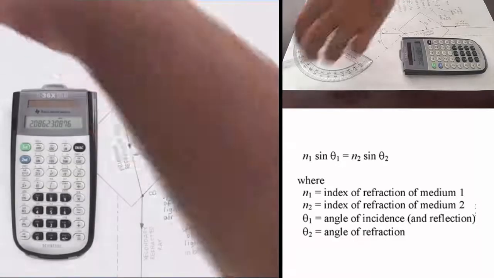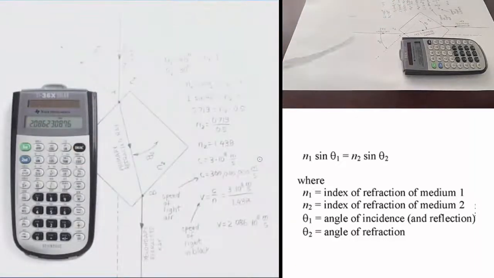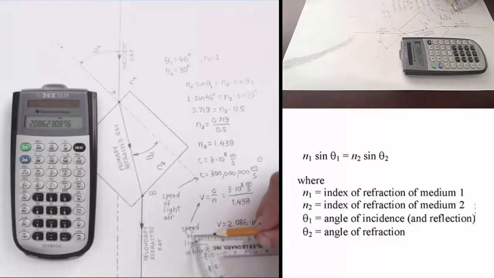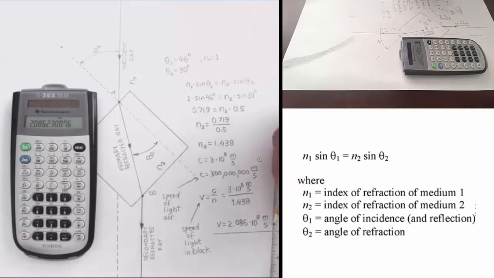So what we just calculated represents the speed of light in the optical block. So you can see that the speed of light in the optical block has been significantly reduced relative to the speed of light in air.